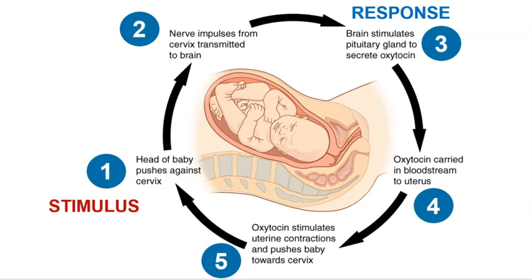So increases in oxytocin concentration will stimulate the contractions of the muscle that's found in the walls of the uterus. These contractions are then going to push the baby even harder against the cervix and begin the cycle again. So this will repeat and continue until the contractions of the uterus are strong enough and frequent enough that they will lead to childbirth.